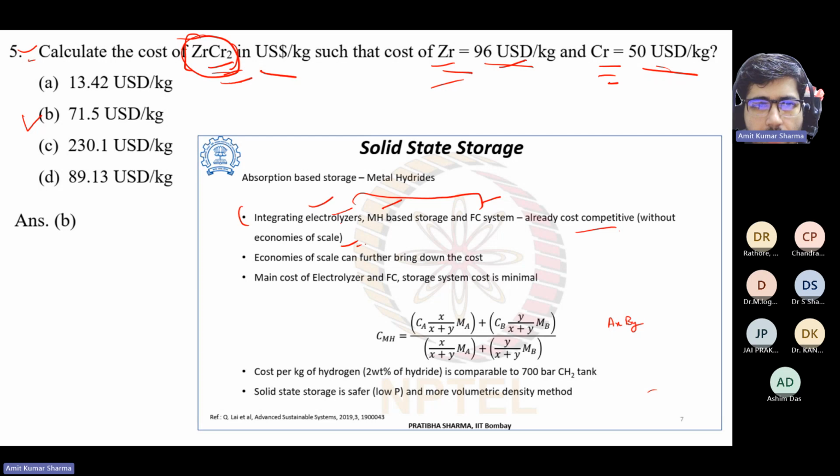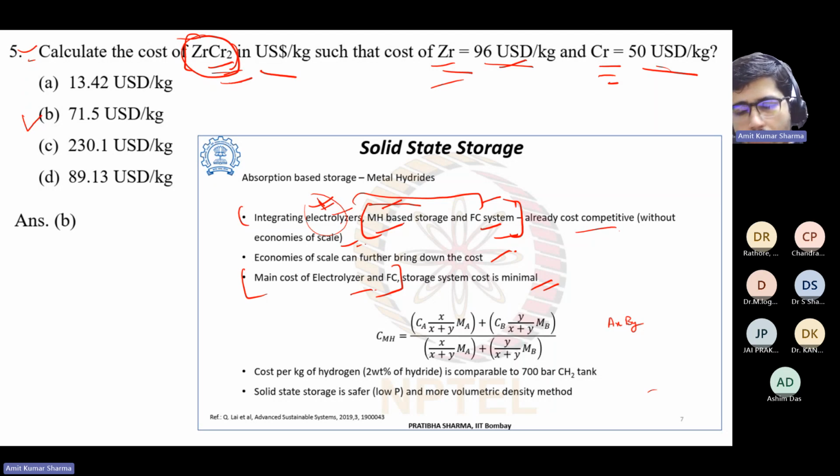No, they are not having an electrolyzer actually. Sorry, they're having a metal hydride and fuel cell system, not the electrolyzer. Maybe they are working on it, I'm not aware of that, but I'm aware that they have this system, metal hydride storage and fuel cell system, and that is cost competitive. Economies of scale can further bring down the cost. The major cost is the electrolyzer and fuel cell; the storage system cost is minimal.